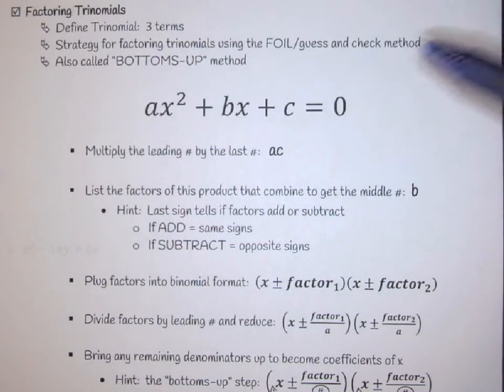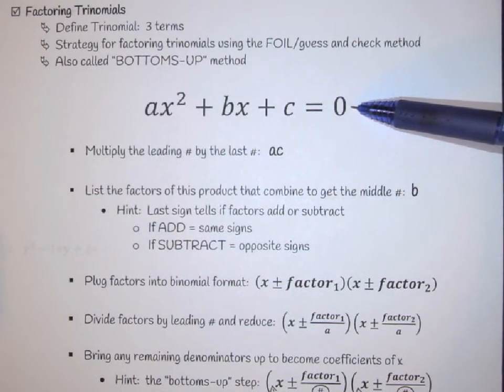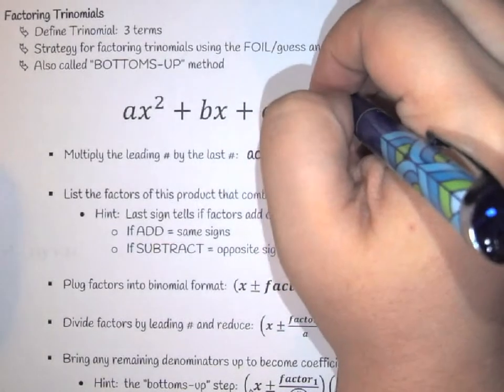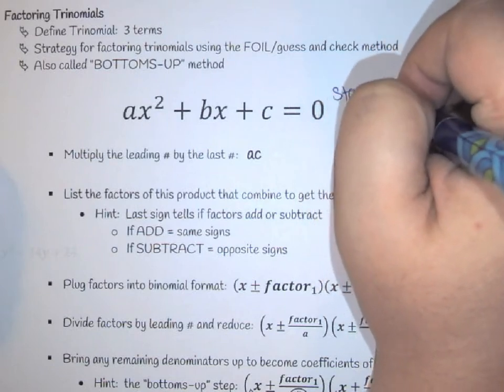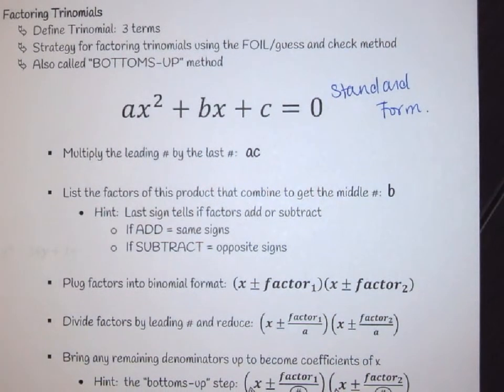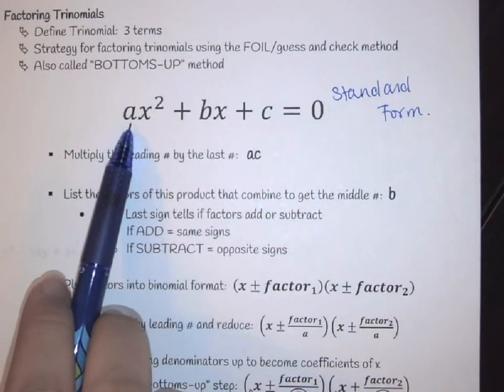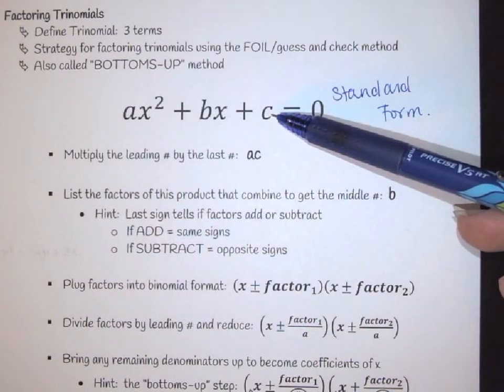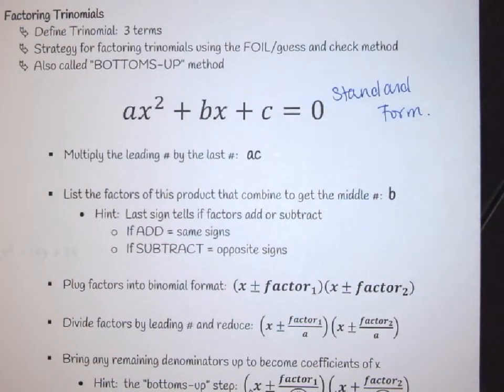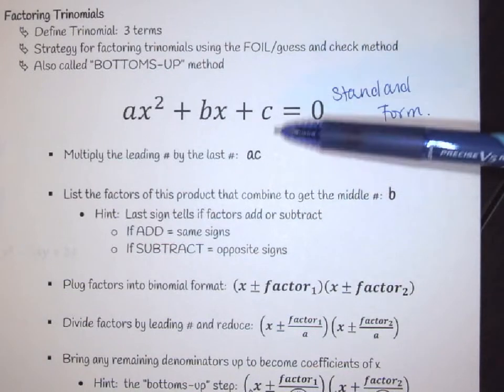So, bottoms up says you have to start with what's called standard form. So this right here is standard form. And you have to use standard form because you have to be able to identify the A, B, or C coefficients that are in your problem. So A is the coefficient attached to your x squared term, B is attached to your x term, and C is essentially your constant. So the first thing you have to do is you have to multiply A times C. Okay, so that is your first step, is to multiply A times C.